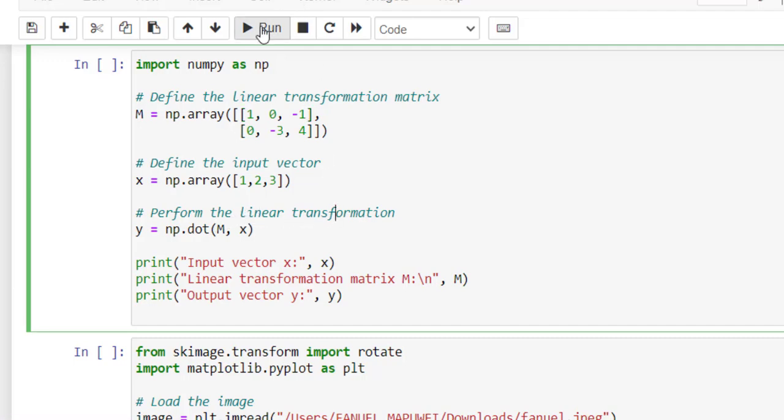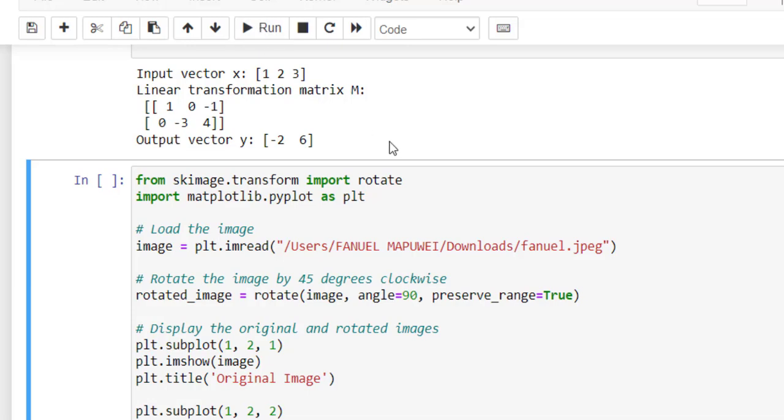Now we are performing the linear transformation. If I run our code here, we can see that our input x, after performing a linear transformation, gives a solution which is minus 2 and 6. So this is our output for our y value. Another thing that we can do is rotation. We can do rotation, reflection, translation, we can enlarge, we can shrink, we can do a lot of things with the transformation.